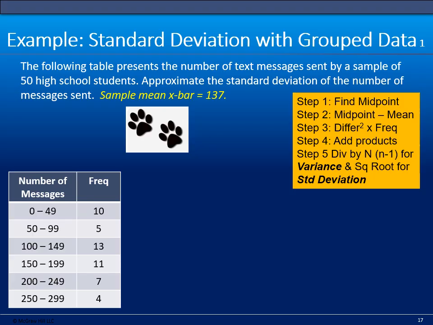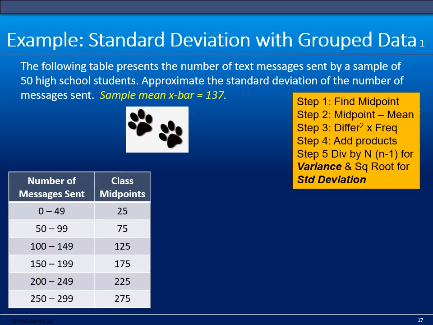75 minus 137. 125 minus 137, 175, etc. Okay, there's the class midpoints we found. Again, between 0 and 50, it's 25, 50 and 100, 75, 100 and 150, 125, etc.